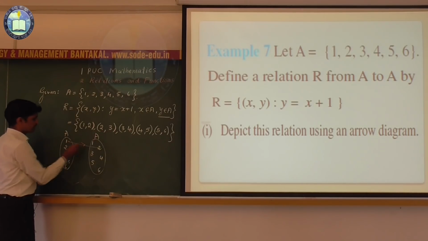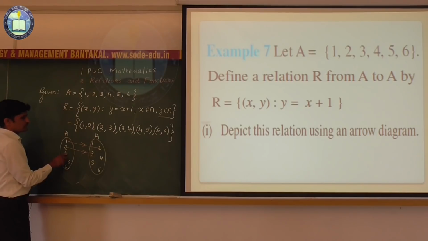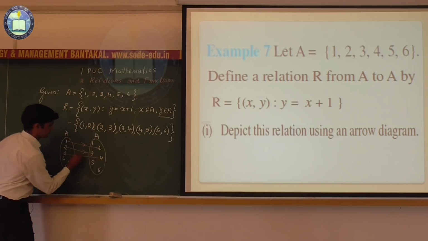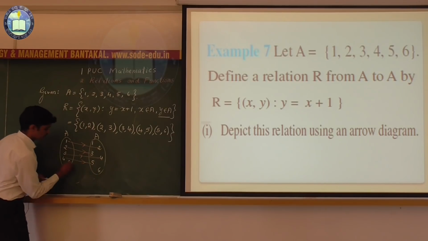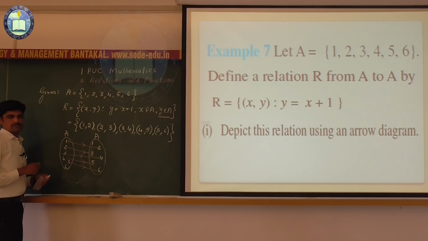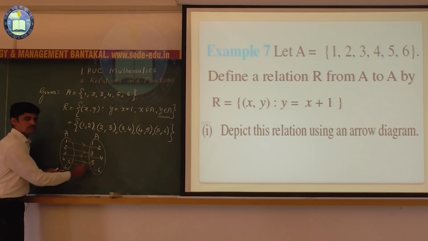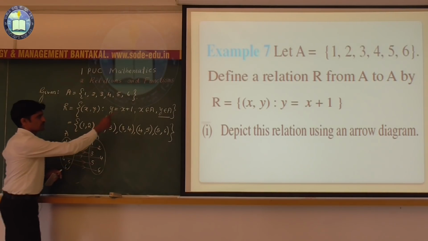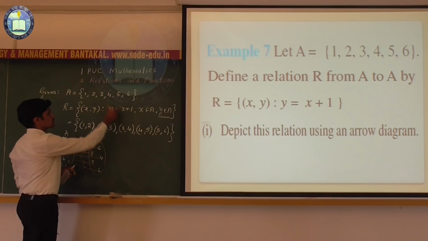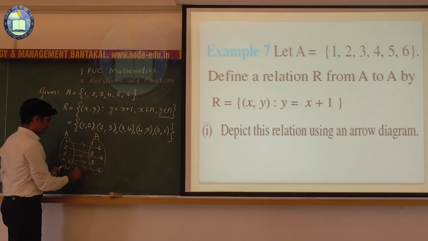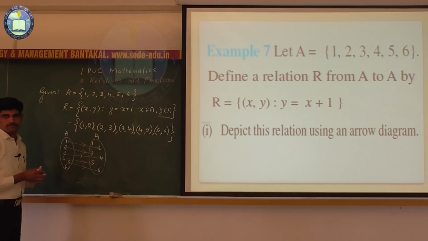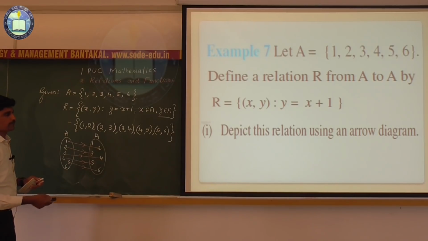2 is related to 3. 3 is related to 4. 4 is related to 5. 5 is related to 6. And the 6 has no image there because image of 6 is 6 plus 1, 7 does not belong to the set A. Therefore, this is the arrow diagram for that relation.